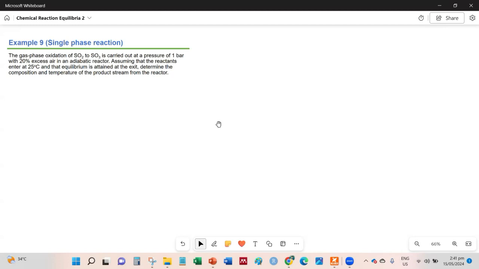Let's read the problem. The gas phase oxidation of SO2, or sulfur dioxide, to SO3, or sulfur trioxide, is carried out at the pressure of 1 bar with 20% excess air in an adiabatic reactor, assuming that the reactants enter at 25 degrees Celsius and that equilibrium is attained at the exit. Determine the composition and the temperature of the product stream from the reactor. First, let's write the given.